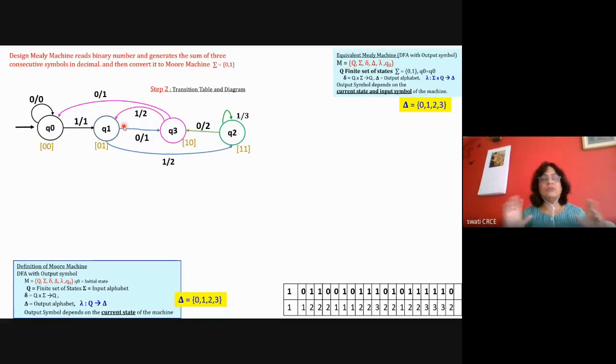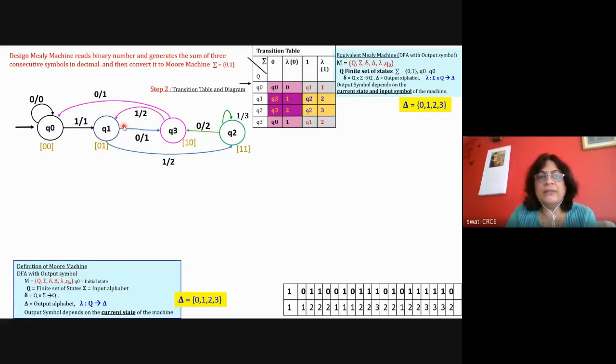For this particular problem, you need to identify all the states in the beginning only: Q0 to remember that the last two symbols were 0, 0, Q1 to remember 0, 1, Q2 to remember 1, 1, and Q3 to remember 1, 0. So identify the states first and then draw the diagram. After drawing the diagram, create the table.